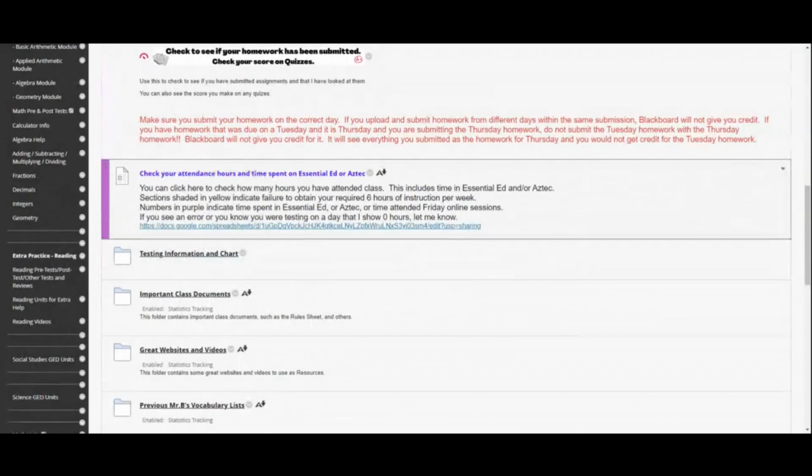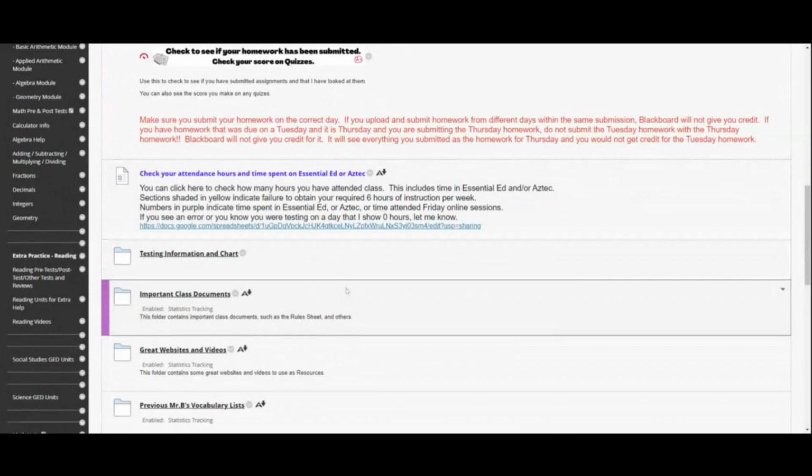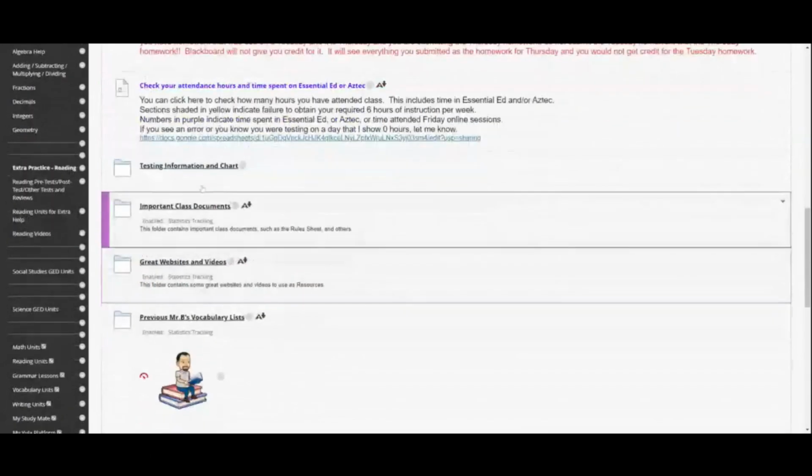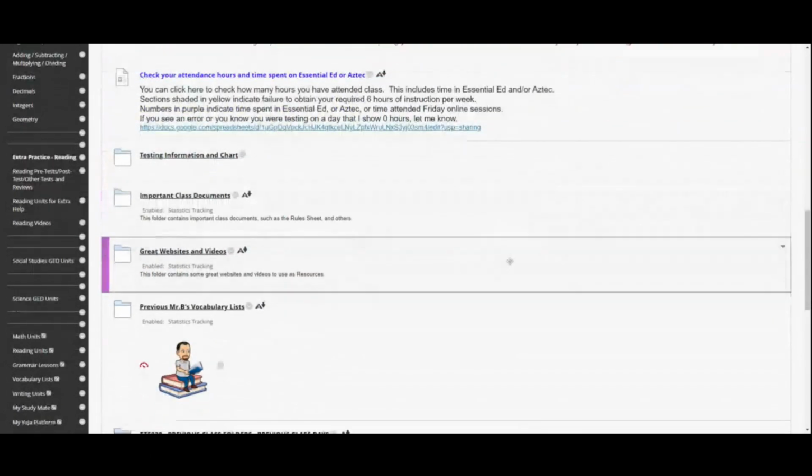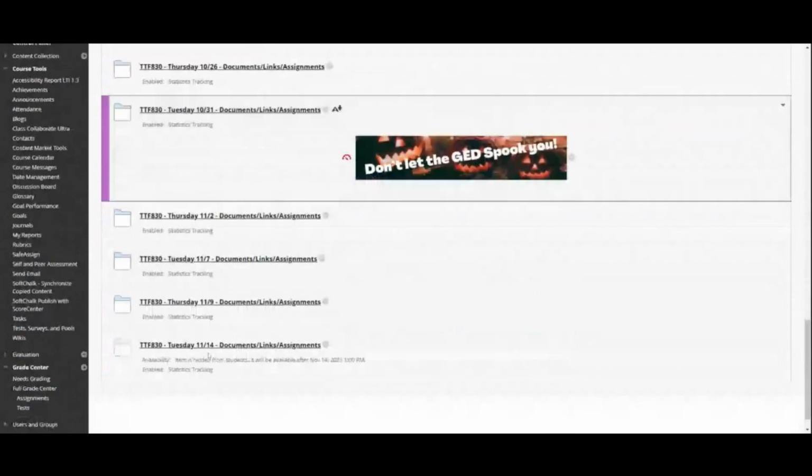If you need to check your attendance, how many hours you've got, this link will take you to that spreadsheet. Here's some testing information. And then down here are the folders for each class day.